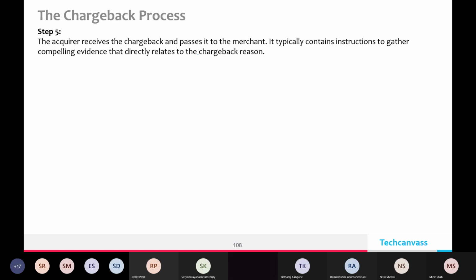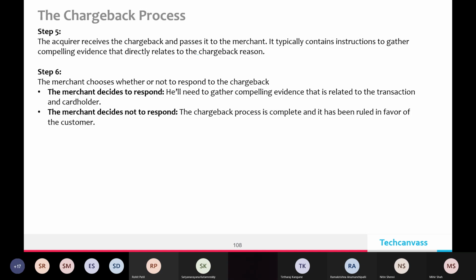The acquirer receives the chargeback and passes it to the merchant. It contains the instructions to gather compelling evidence that directly relates to the chargeback reason. The acquiring bank sends a notification to the merchant saying that so and so transaction for so and so amount happened on so and so date and time, and is raised as a disputed transaction. Please give the evidence within 3 days to prove that it's a genuine transaction. So the merchant has to revert within those 3 days. Maximum given is like 15 days.